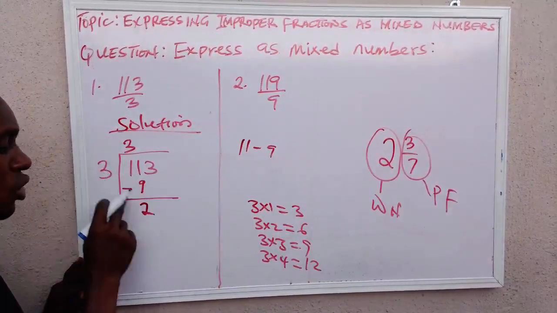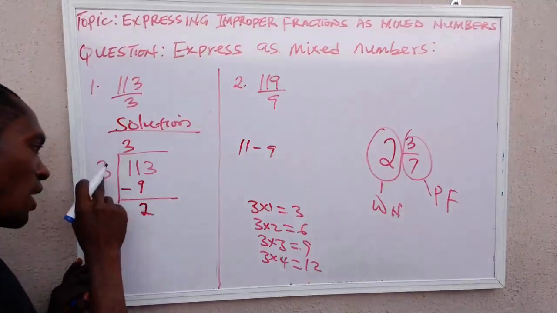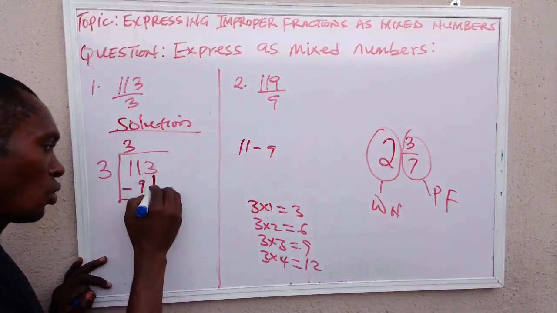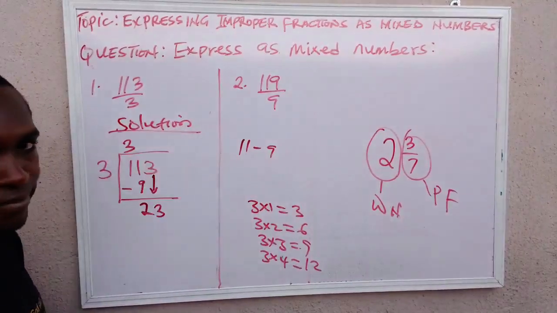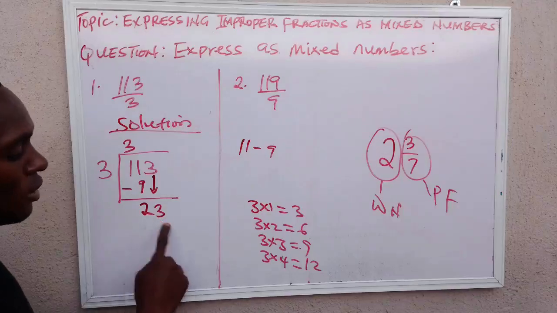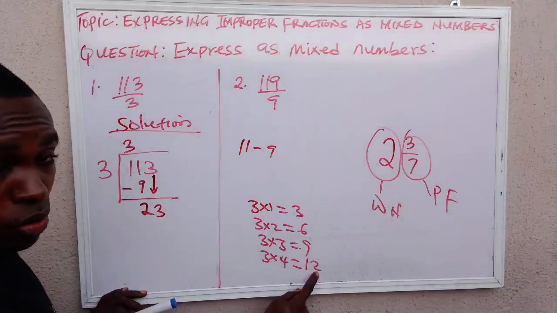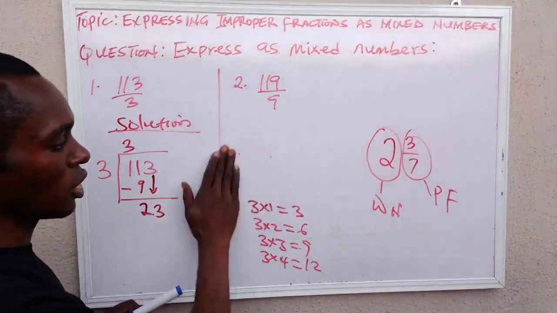Then, can 3 go into 2? No. 3 cannot be found in 2. I cannot find 3 in 2. So what I will do is bring down this 3. So how many 3's are in 23? If you don't forget, we stopped at 3 times 4, which is 12. So we'll continue our multiplication.